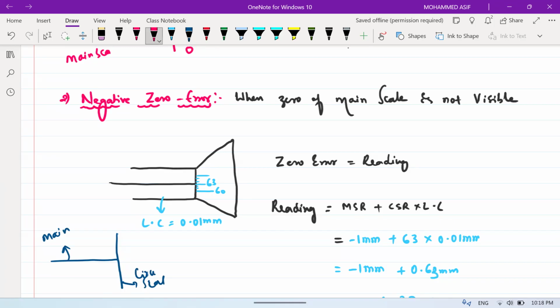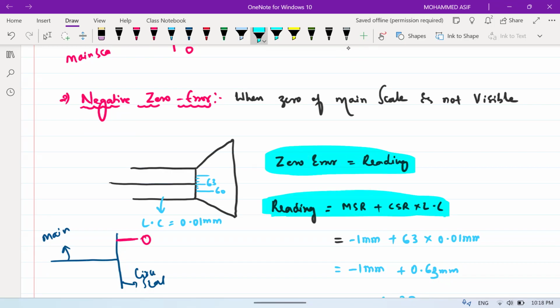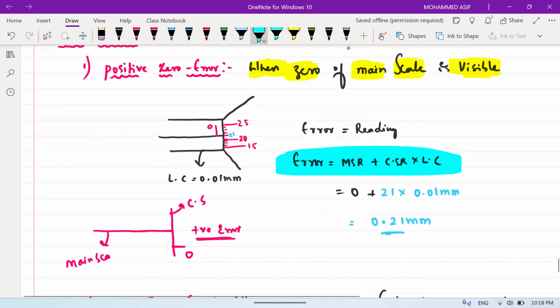Circular scale. If zero of the circular scale is above the reference, then that will be your negative error. Like that also you can remember. Okay. Then again, what is zero error? Zero error is nothing but again reading. Reading will be equal to main scale reading plus circular scale reading. Am I clear?